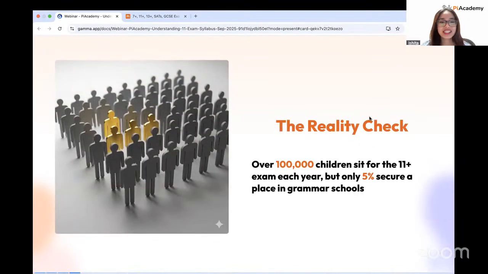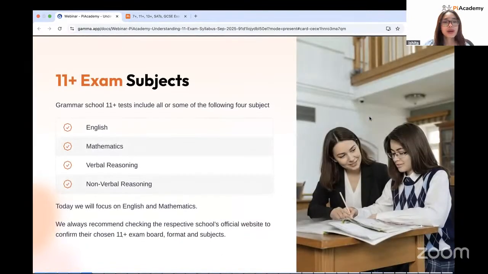So the reality is it can be quite harsh because there are over 100,000 children that sit for the 11 plus exam annually, but only 5% of these children are able to gain a place in grammar schools. So if you think about it, that's almost 100 children every year, and only 5 of those for each 100 will gain acceptance into the top grammar schools. So it's not just about passing the exam, it's really about being part of the creme de la creme. But we're here to help you.